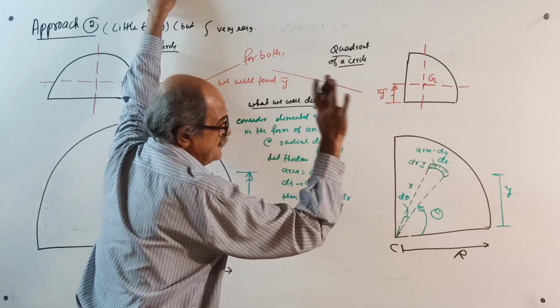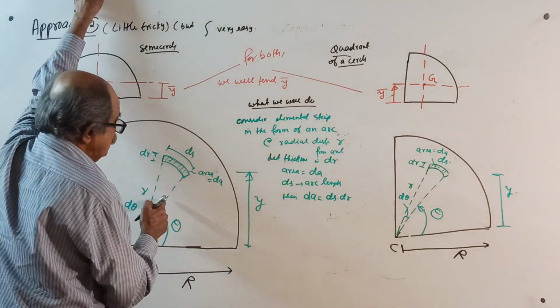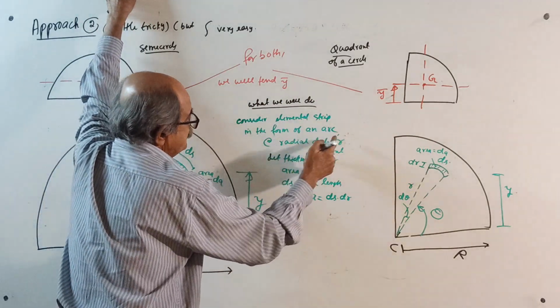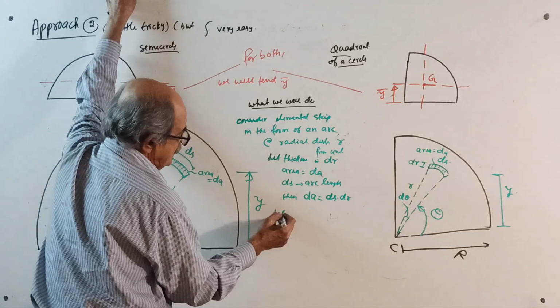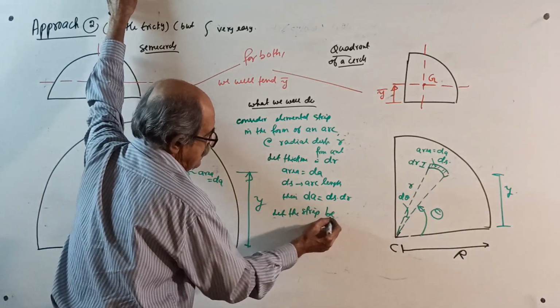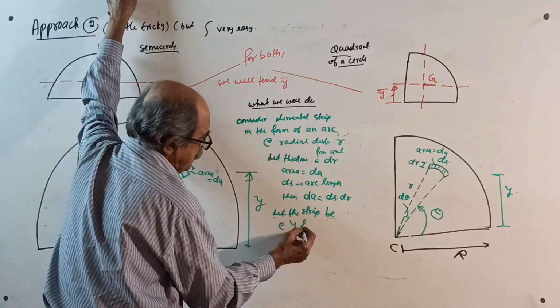For both the sketches, same. And we will take this arc, elemental strip, in the form of the y-axis. Let the strip be at y from base.